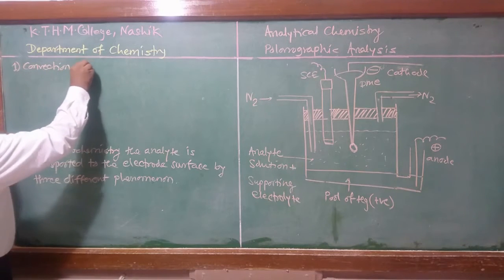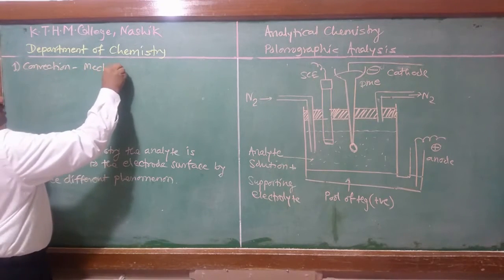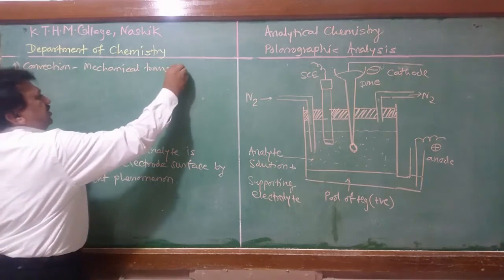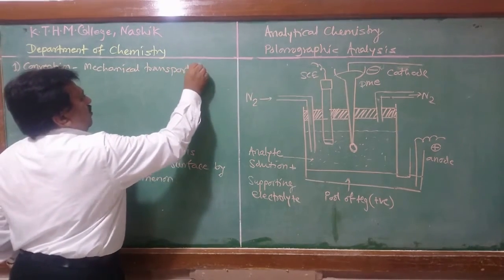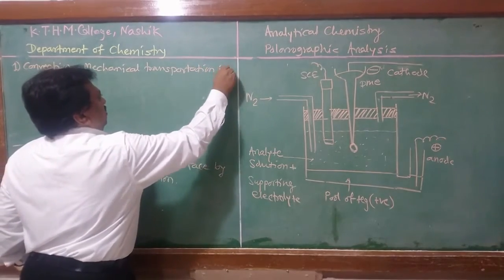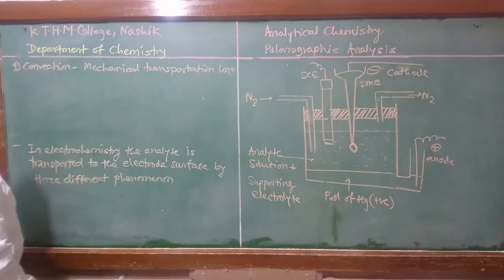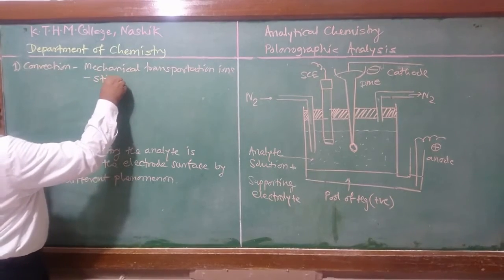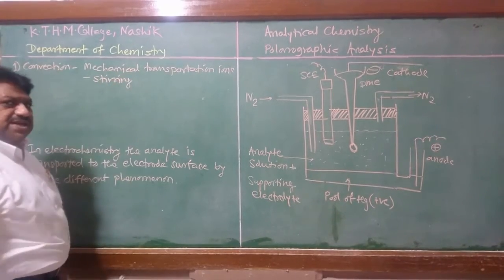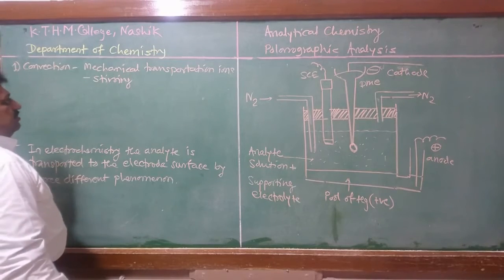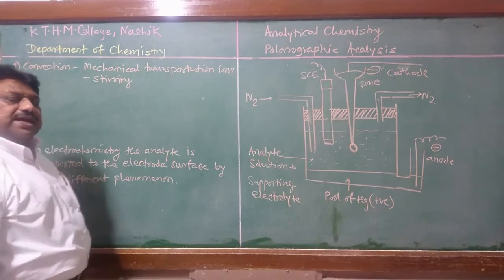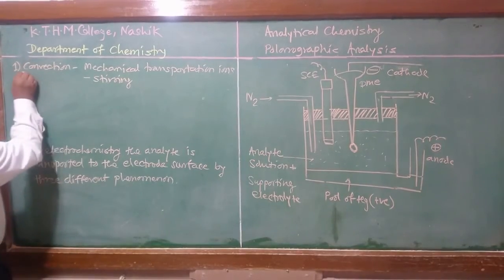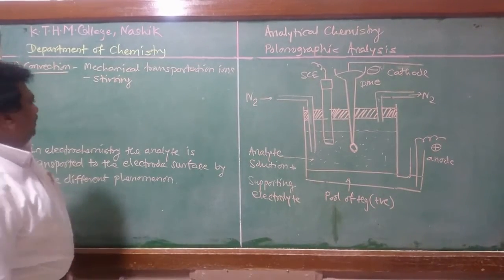Convection is a mechanical transportation of ions to the electrode surface, and it is done by stirring the solution. Solution is stirred or mixed. At that time these ions are mechanically transported to the electrode surface, and that phenomenon is called convection.